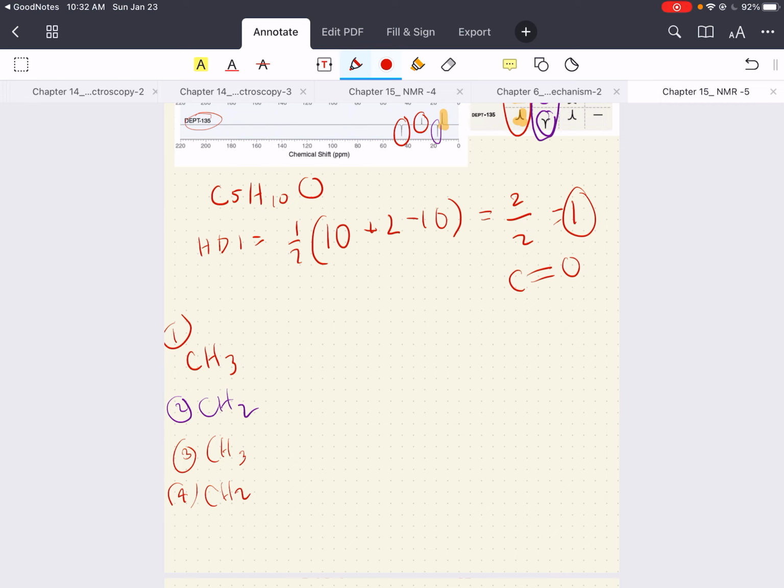Two CH3 groups, two CH2 groups, and a carbonyl. So let's put this together. Here's our CH3 group, CH2, CH2. Let's put our carbonyl here and then end it off with another CH3. We have a CH3, a CH3 here.